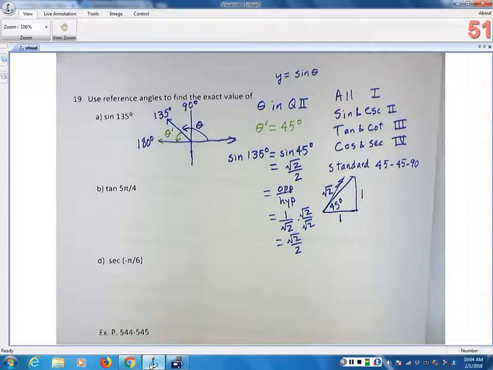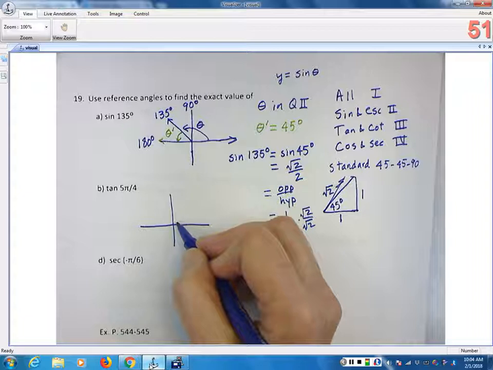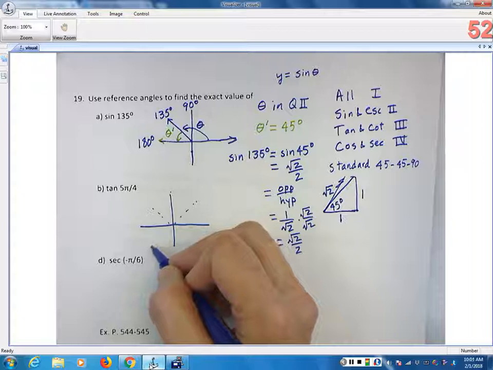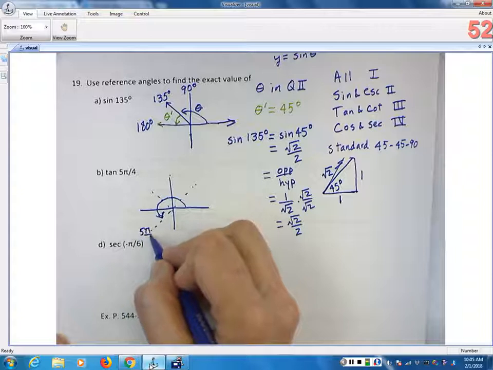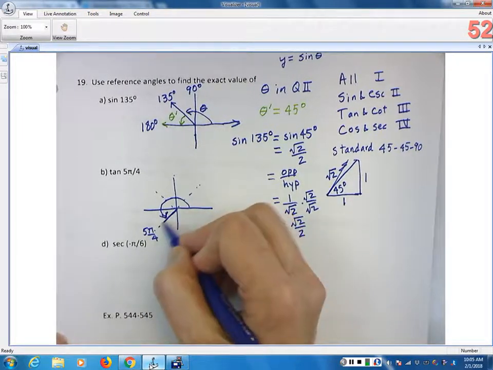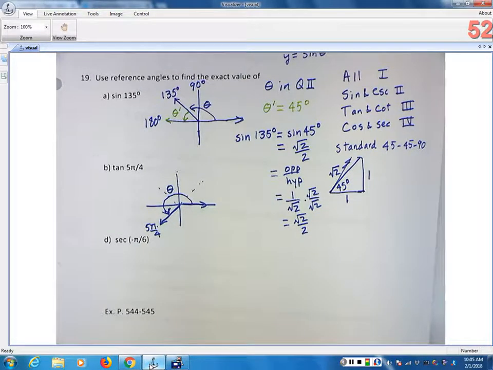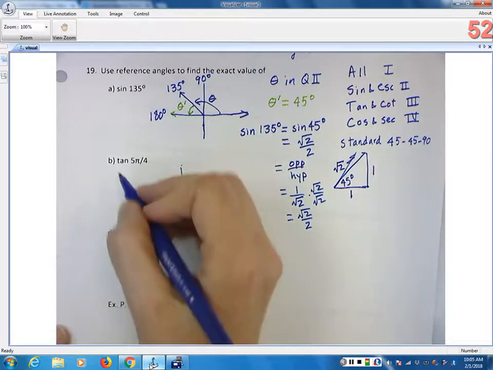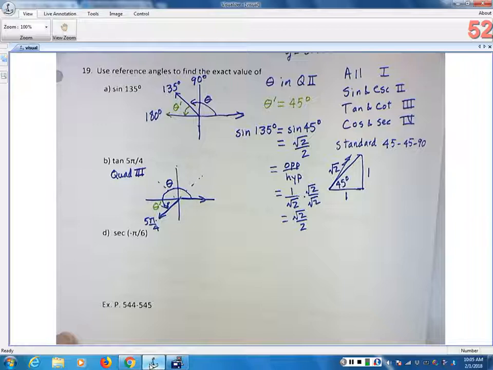Tangent of 5 pi over 4. So practice counting in pi's. I'm going to count in pi over 4. This is pi over 4, 2 pi over 4, 3 pi over 4, 4 pi over 4, 5 pi over 4. So this is theta. Our reference angle is theta prime right here. And theta is in quadrant 3. And tangent is positive in quadrant 3.